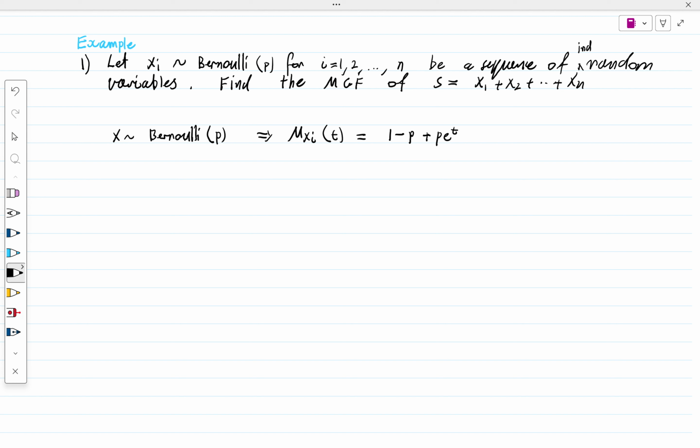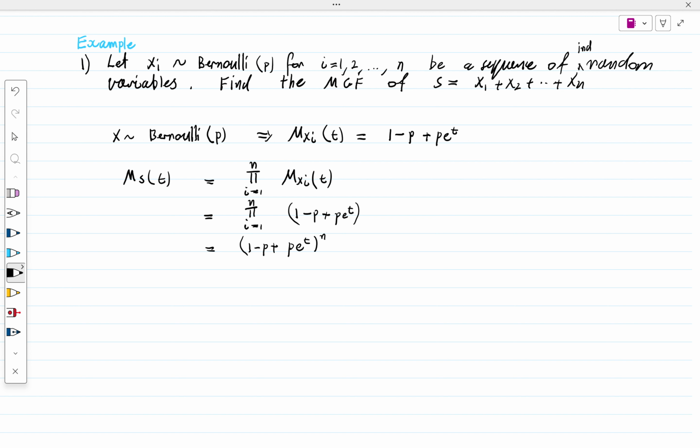Here, that means that the moment generating function of S, which we said was the product from i equals 1 to n of all the individual moment generating functions, has to be the product from i equals 1 to n of 1 minus p plus p e to the t. Now you'll notice that here the index is i, but there is no variable here that depends on i. And so in other words, we're just multiplying this by itself n times. This leaves us with (1 minus p plus p e to the t) to the power of n.